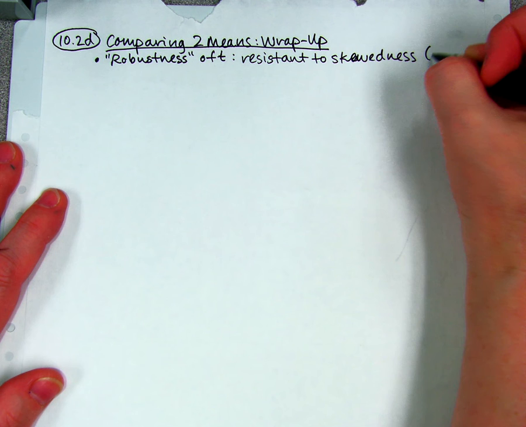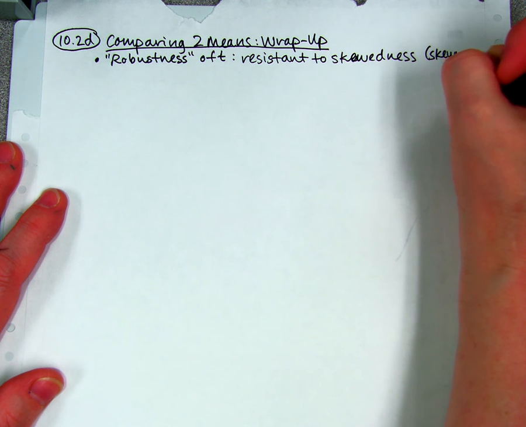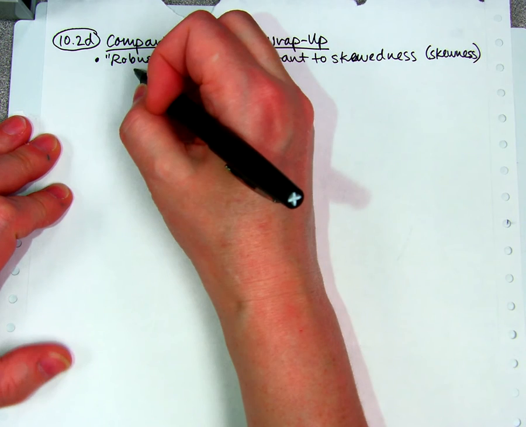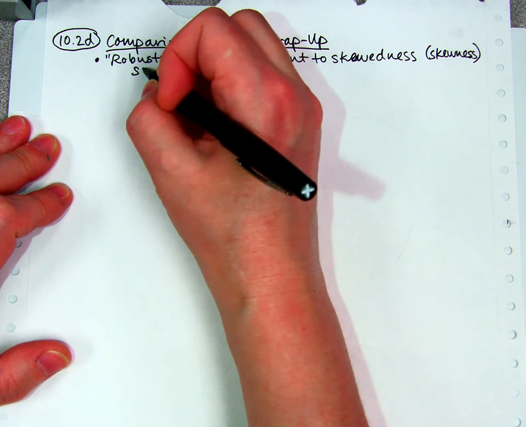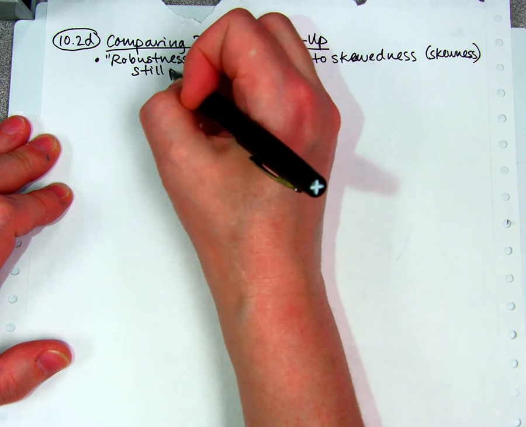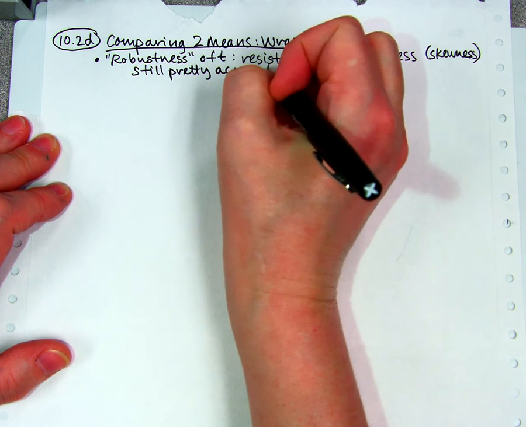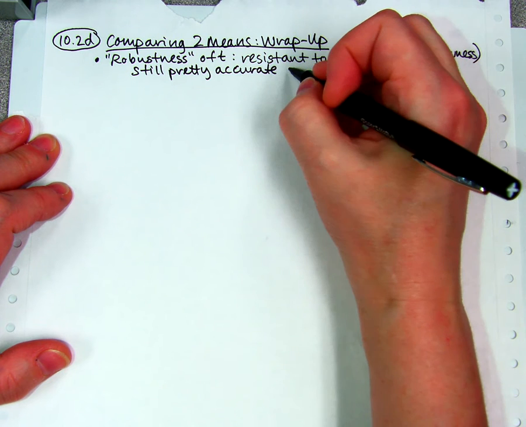Or I've seen it also spelled skewness. I don't know which one is better. It just means that the calculations we're learning to do are still pretty accurate, even if the shape is not perfect.